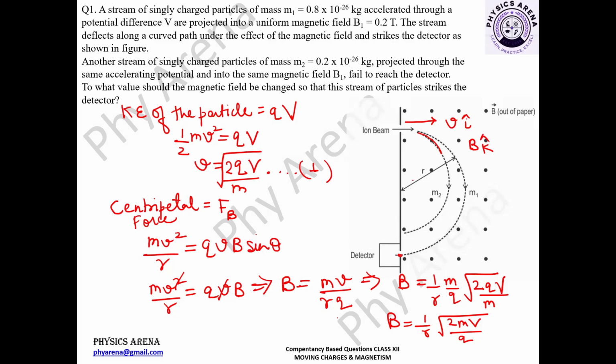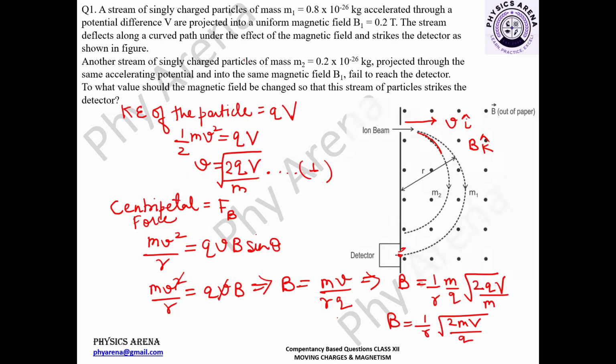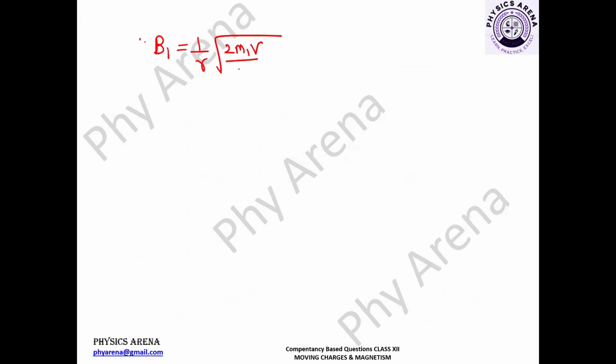Now we know that the radius for both the charged particles having mass m1 and m2 must be equal to r in order to have the same trajectory, so that the charged particle with mass m2 also strikes the detector here. So let B1 be the magnetic field for the charged particle with mass m1. We can write 1 by r under root 2m1V by q. For the charged particle with mass m2, B2 must be the magnetic field for the radius r only, so that it strikes the detector: 1 by r under root 2m2V by q.